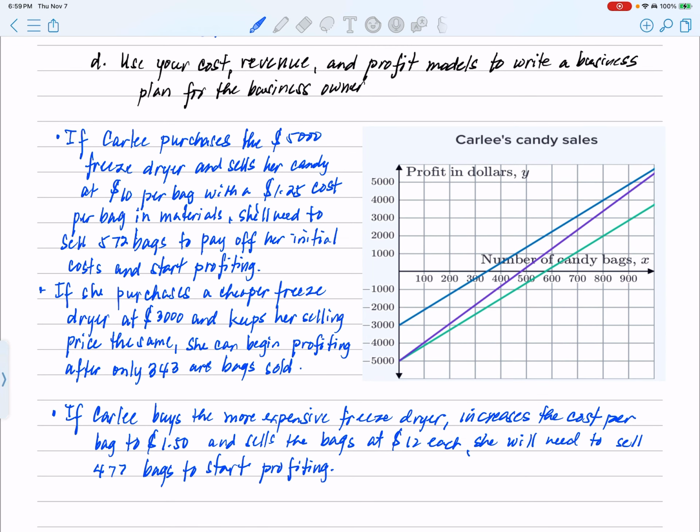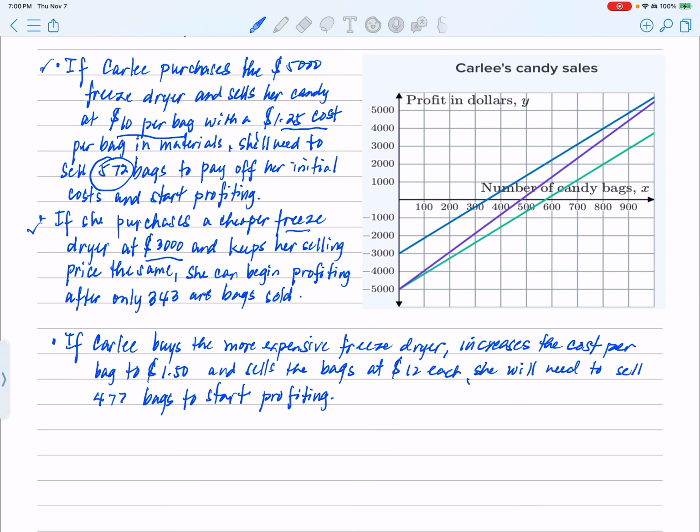If she purchases a cheaper freeze dryer at 3,000 and keeps her selling price the same, she can begin profiting after only 343 bags sold. Okay? If Carly buys the more expensive freeze dryer, increases cost per bag with 150 and sells the bags at 12 each, she will need to sell 477 bags to start profiting.